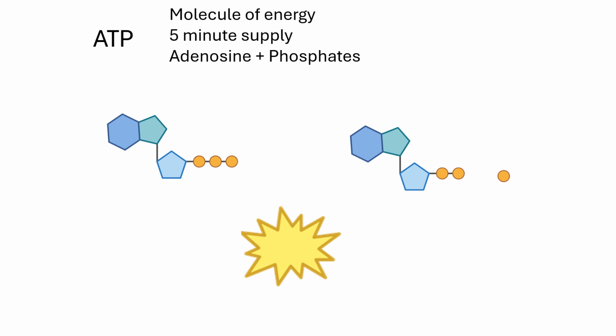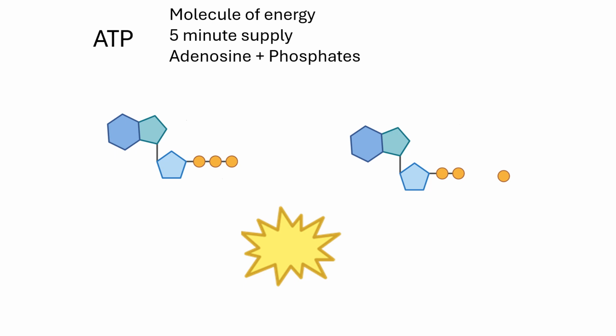ATP, or adenosine triphosphate, is a very important molecule, and we'll refer to it often because it's like currency of sorts. ATP is a molecule that can be used to harvest energy from our food and then allow us to use that energy in our cells.